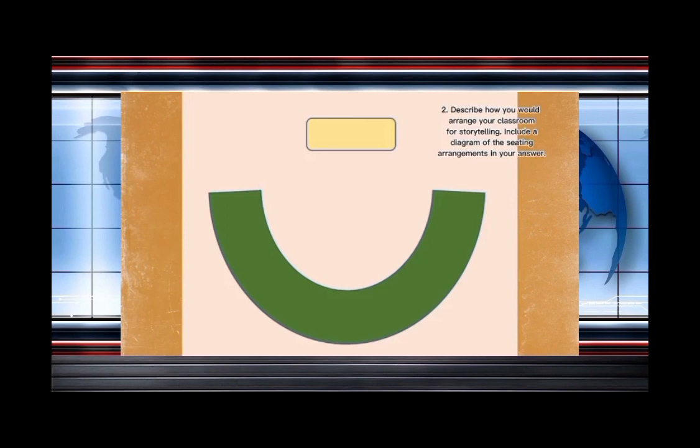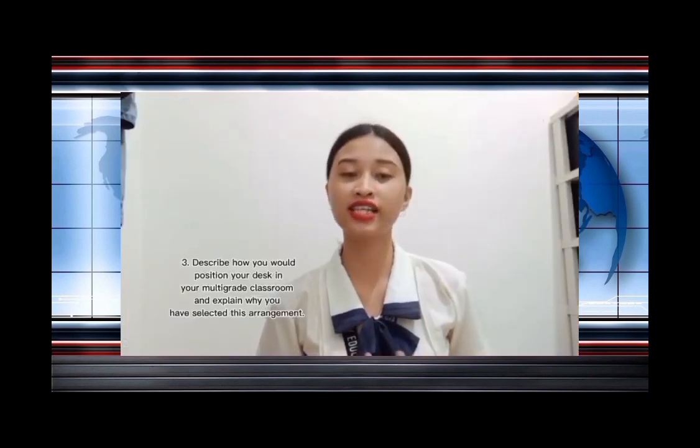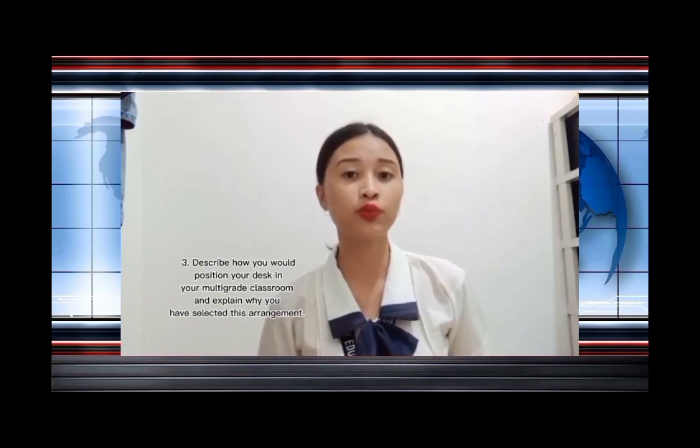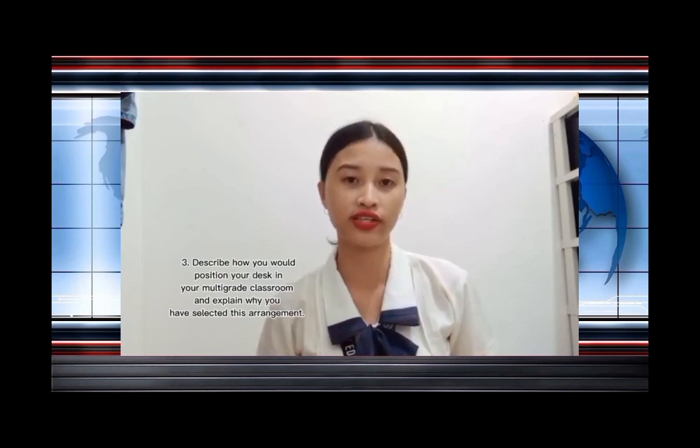For storytelling, my classroom setup would be the teacher's chair in front of the class and the children's chairs would be in a U form. My desk's position will be placed at the side of the chalkboard facing the front so that when the teacher writes something on the board, the students can easily see and understand what is written.